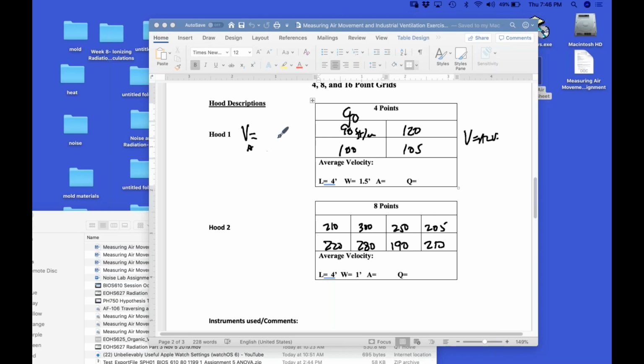And now that you know the average velocity, calculate the square footage that you have. This is 4 foot by 1.5 foot. So 4 times 1.5 is going to give you the cross-sectional area. And now you can calculate Q, the cubic feet per minute, which is the velocity calculated times the cross-sectional area. And the same thing down here. You calculate your average velocity, right? And then calculate your cross-sectional area. This one is 4 foot by 1 foot, so that's 4 square feet. And then you calculate Q, V times A.